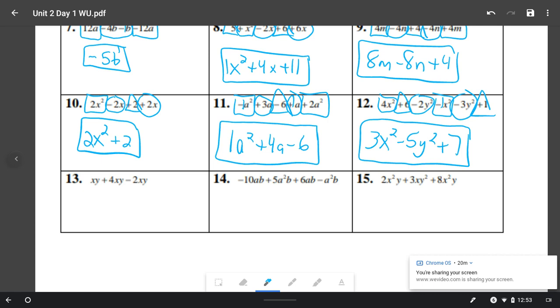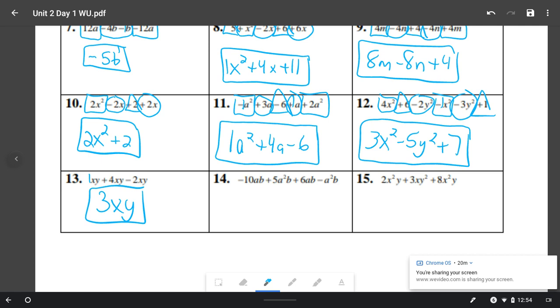Ooh, 13 has a couple variables attached. So there's a 1 in front of this xy for sure, because the coefficient is always a 1. And then the rest of these all have just an x and a y raised to the first power. So that means that they're all like terms and that you can combine all of the coefficients. So I have 1 plus 4 is 5. 5 minus 2 would give me 3. So I leave it as 3xy in the end. That's my answer.